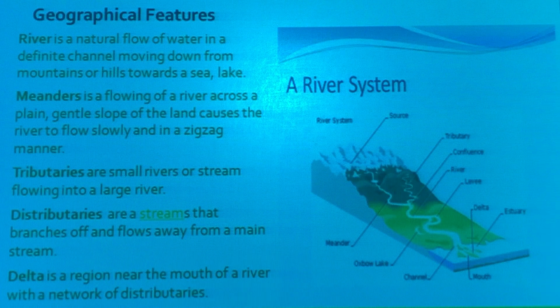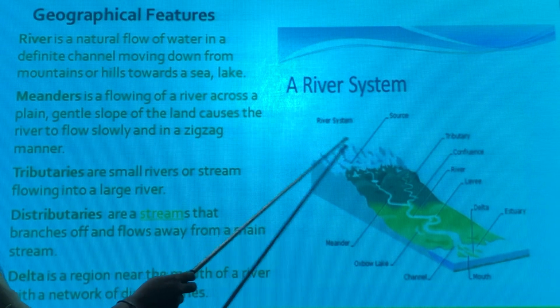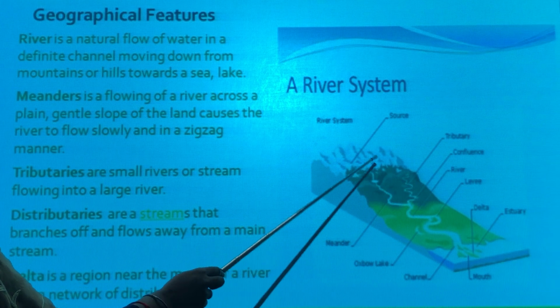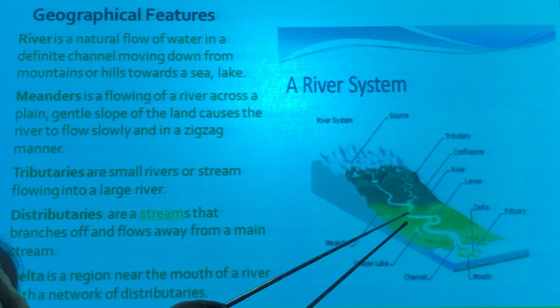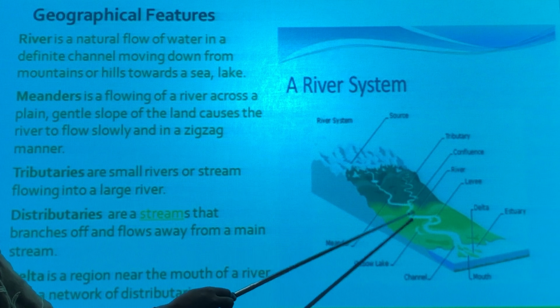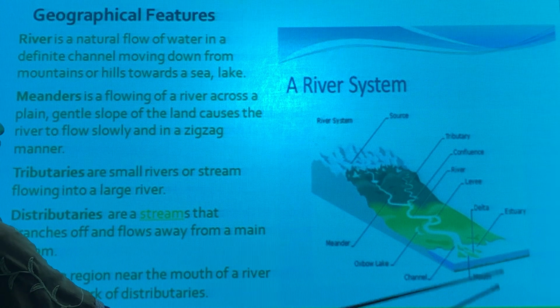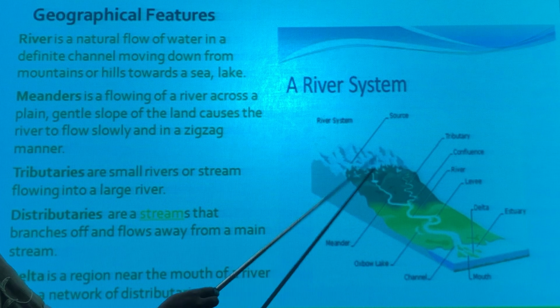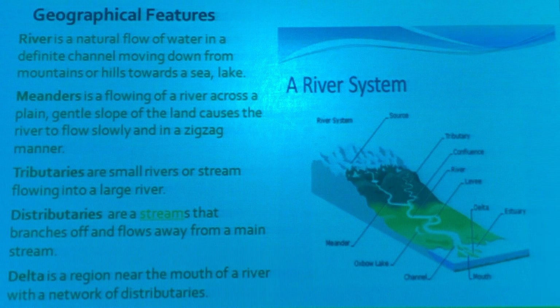Now the geographical features. River. A river is a natural flow of water in a definite channel moving down from mountains or hills towards a sea or lake. This is the river. It is a flow of water in a definite channel towards a sea or a lake down from the mountains or hills. Next is meanders.